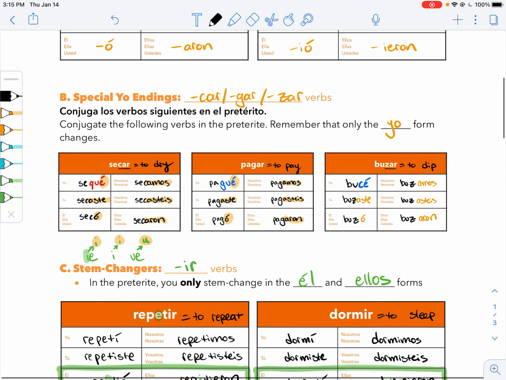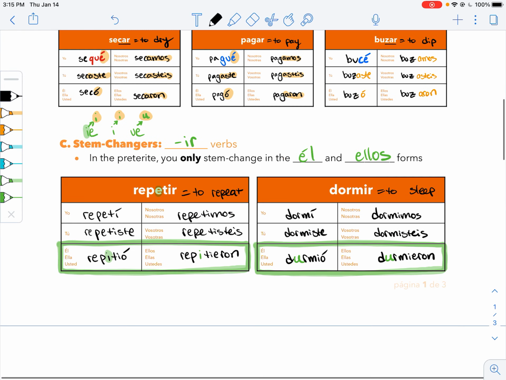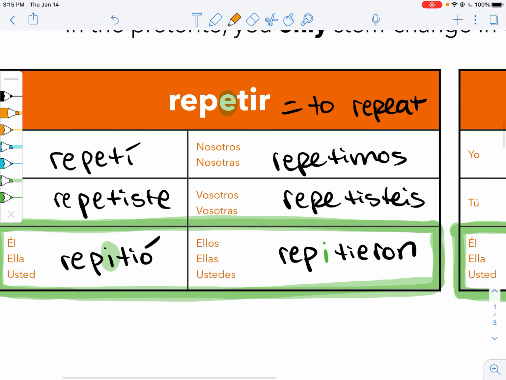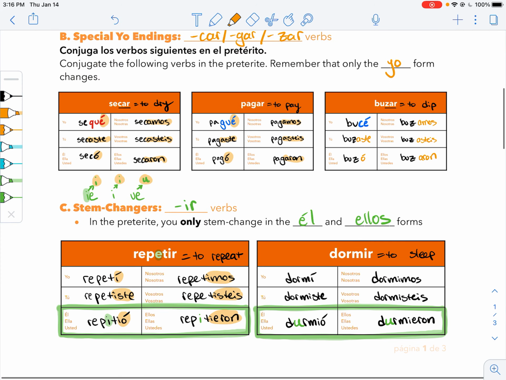Again, we're following with our normal IR endings here. Í, iste, yo, imos, isteis, ieron. We still have them down here. Ta-da! That's so good. So good.